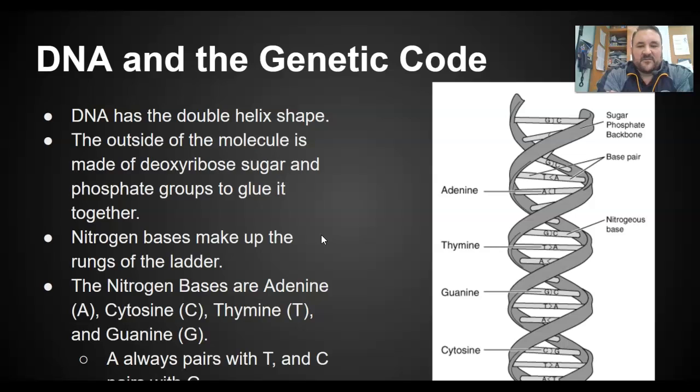DNA has a very specific genetic code. It is made up of deoxyribose sugars held together by phosphate groups. And inside, there are nitrogen bases by the names of adenine, cytosine, thymine, and guanine, A to T and C to G.